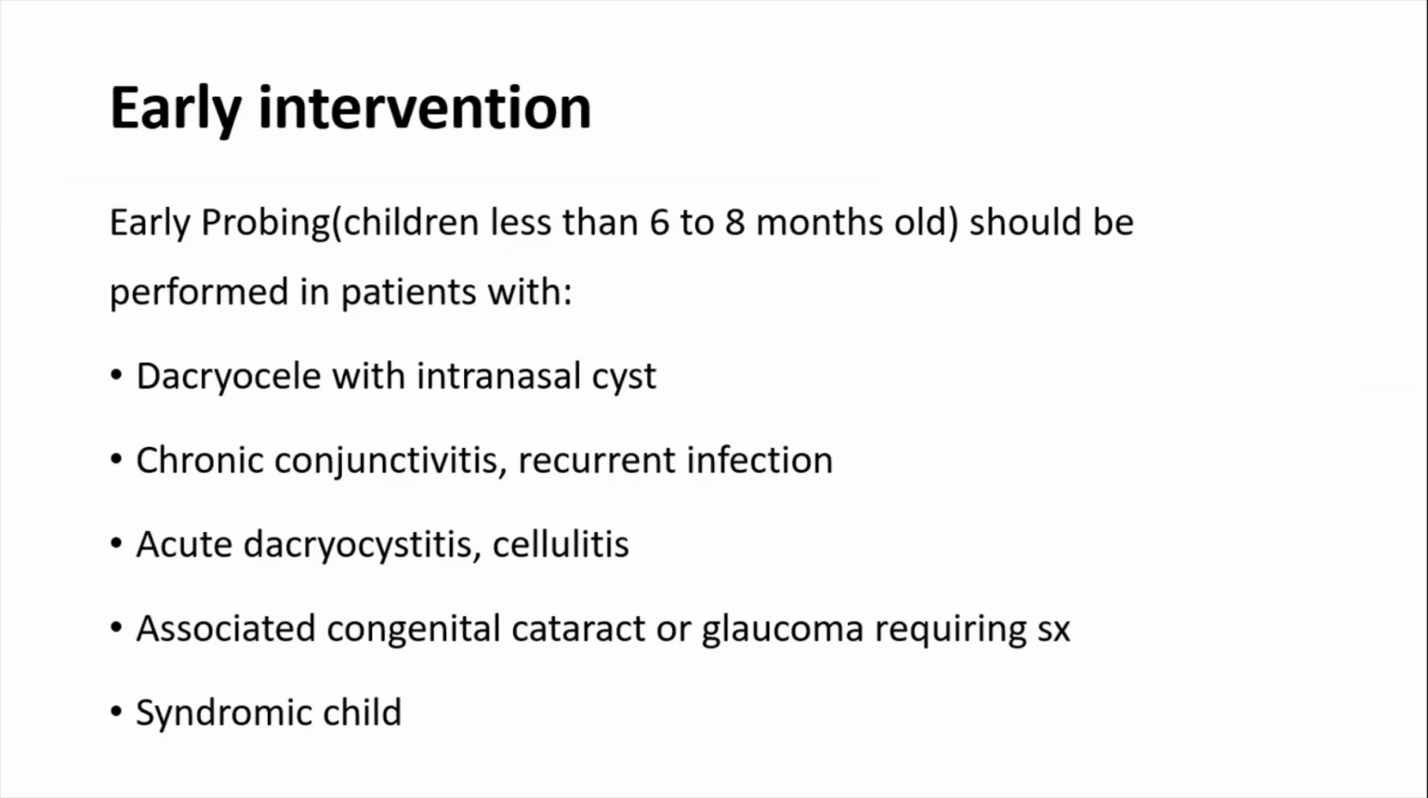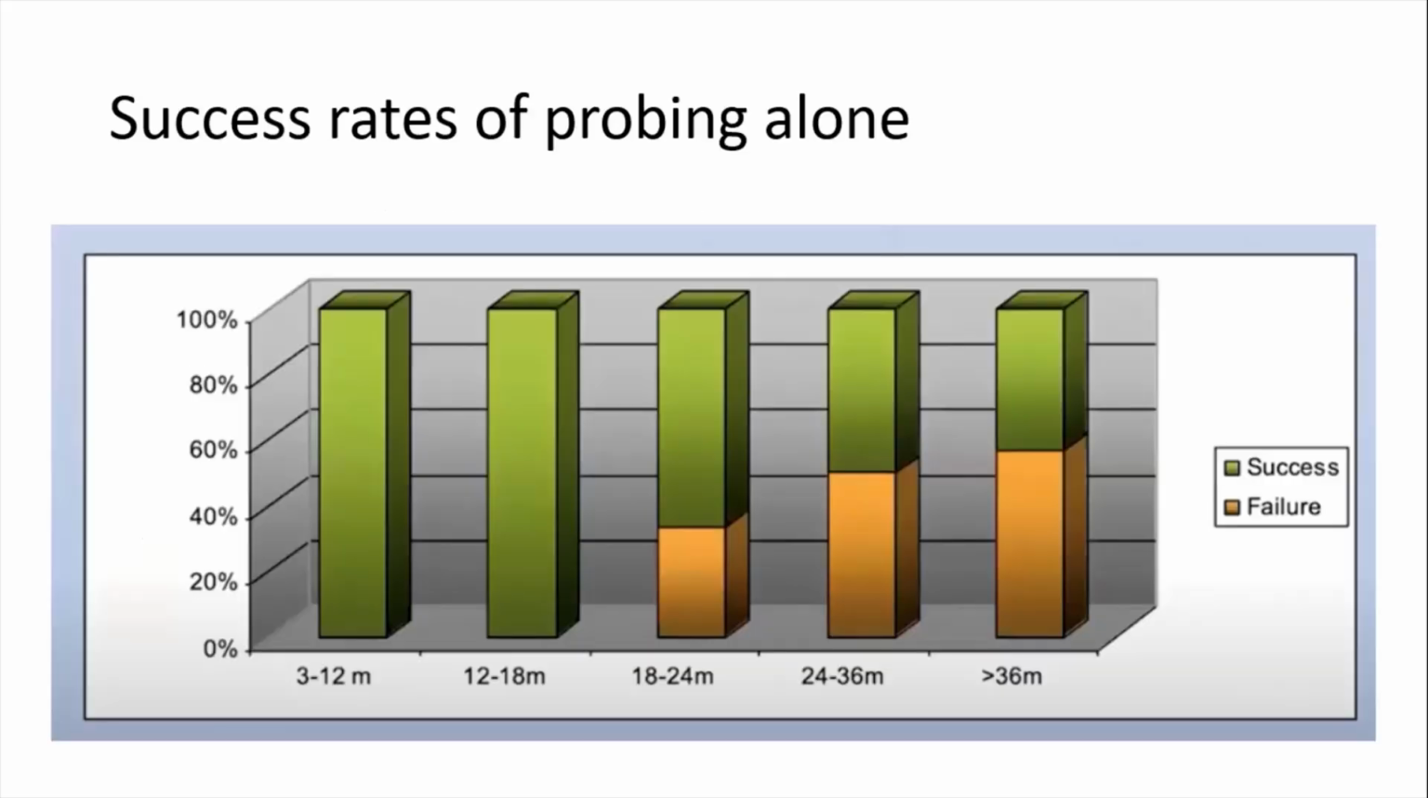So that is when it is an emergency causing respiratory distress in the presence of a dacryocele, or if it causes recurrent infection and leads to chronic conjunctivitis, development of dacryocystitis or cellulitis, or if the child is awaiting a surgery, intraocular surgery, like congenital cataract or congenital glaucoma, because at that time we need to first treat the NLD obstruction. Otherwise, the child will end up with endophthalmitis because that discharge can go into the eye. Or if it is a syndromic child and it is not subsiding with conservative management.